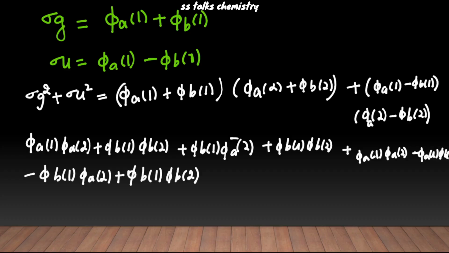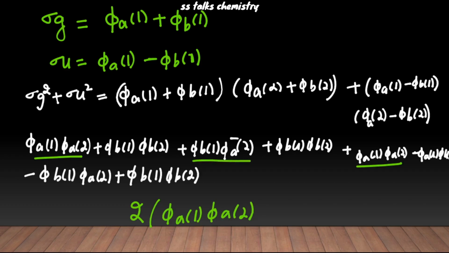So now here you see it is phi A1, phi A2. Here also it is phi A1, phi A2. Both of these are plus, so it will become 2 times phi A1 into phi A2. Similarly, now it is phi B1, phi B2. Here it is minus of phi A1 and phi B2. So it is phi A1.